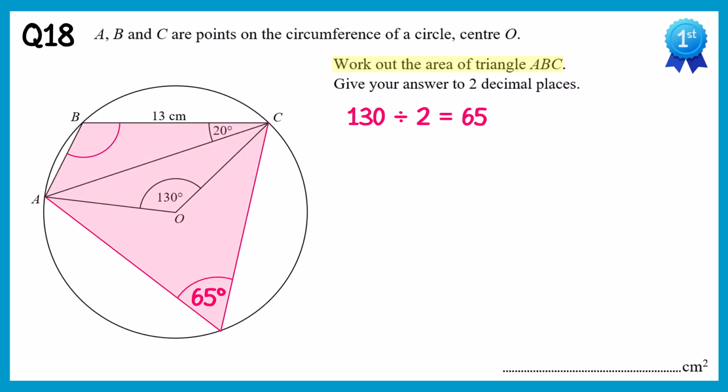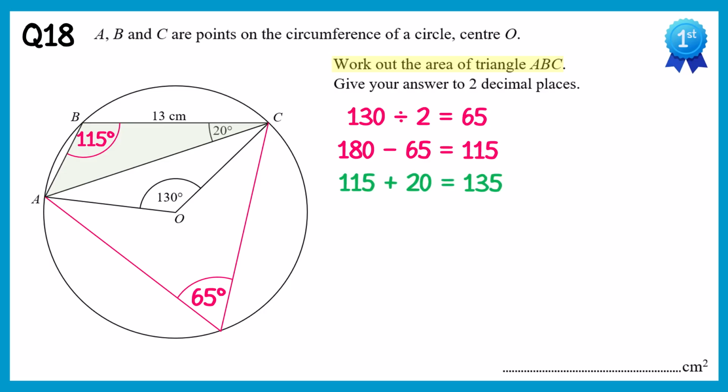This shaded shape is a cyclic quadrilateral. The opposite angles in a cyclic quadrilateral add to make 180, so we can take away 65 from 180 to find this angle, which is 115. Now if we turn our attention to the triangle we're trying to find the area of, triangle ABC. We already know two of the angles in this triangle, so we can work out the remaining one by subtracting these two from 180. So 115 plus 20 is 135, and if we take this from 180, we find the remaining angle is 45 degrees.